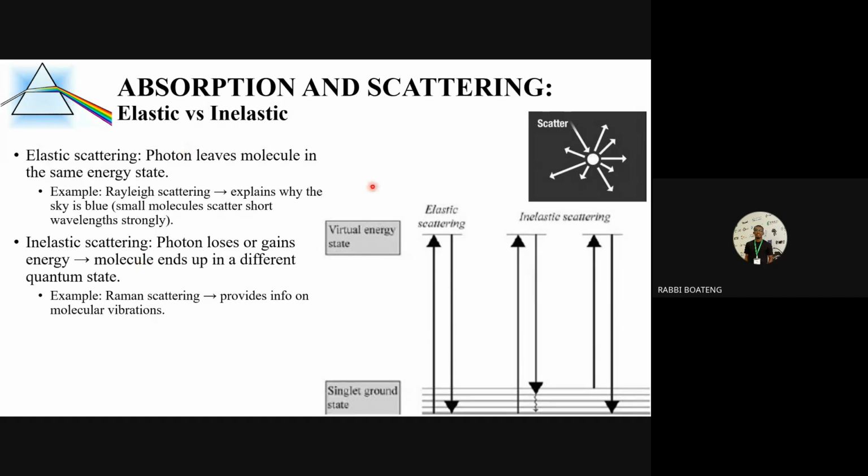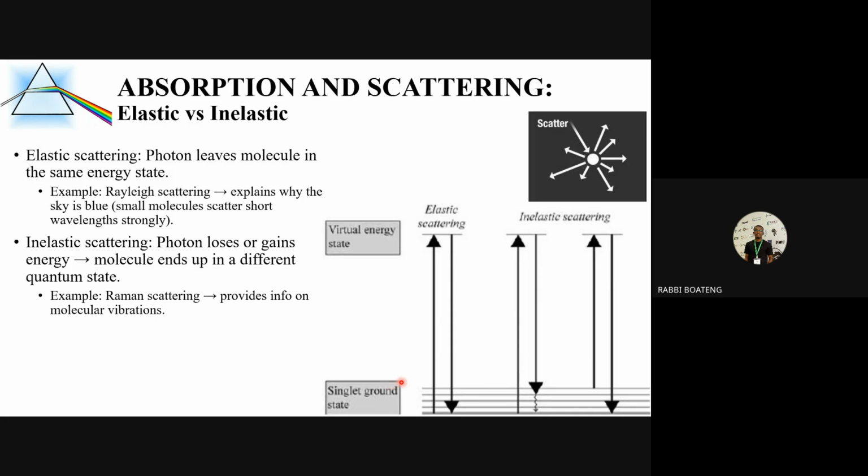So this is the virtual state, and this is the singlet. The second one, this one, the last one. So you see, even for every singlet state, it has different grounds in there. And every virtual state too has a ground. Even the first state too has different levels.